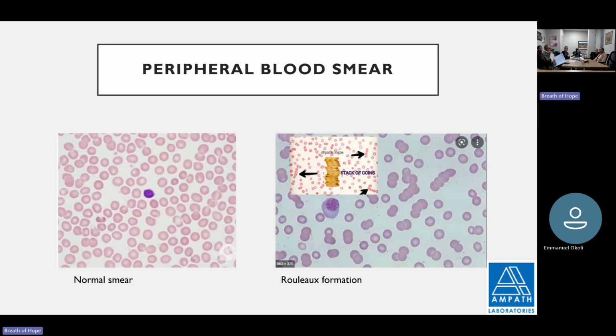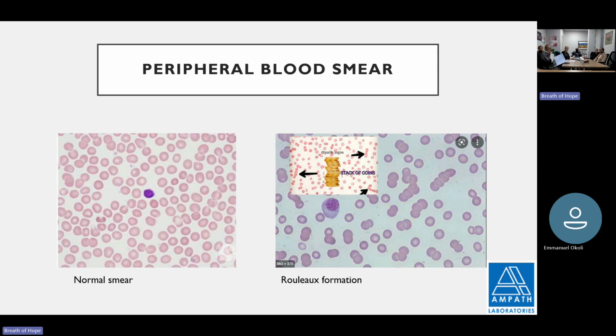So with the FBC, what we detect in the lab is, on your left side, a normal FBC. You can see the red blood cells are not touching one another. There's a little bit of space between them, because red blood cells have a negative charge repelling one another. And that is a lymphocyte in there.